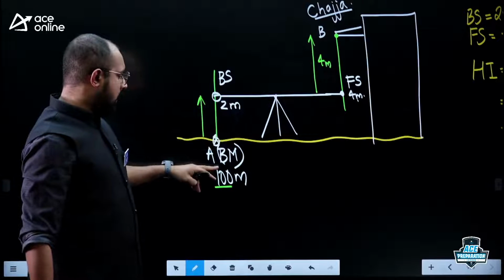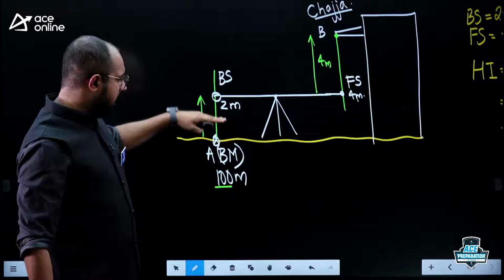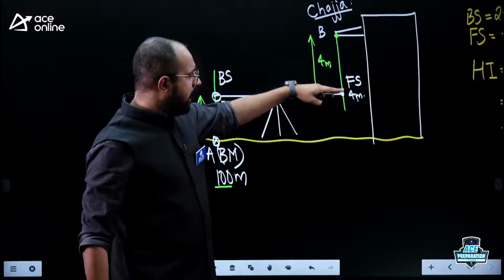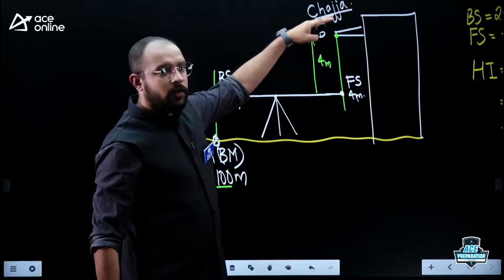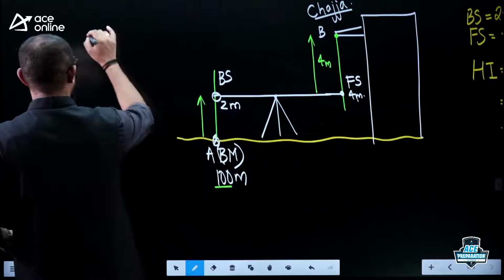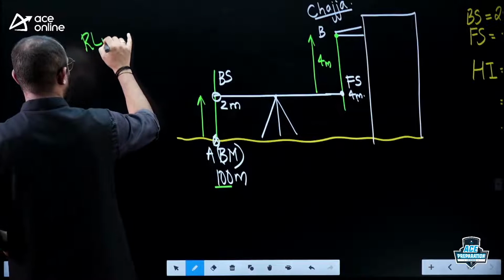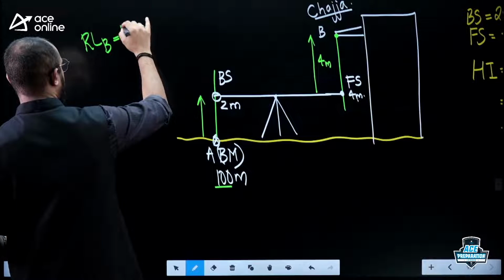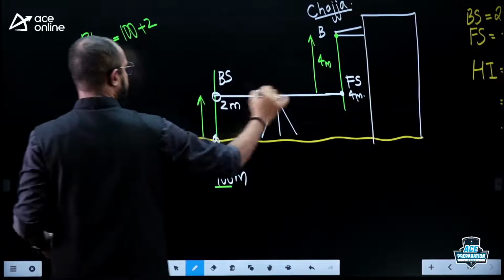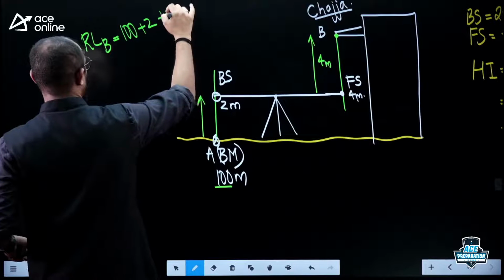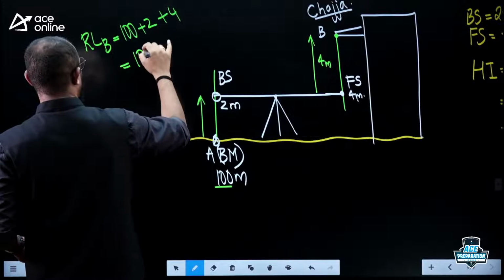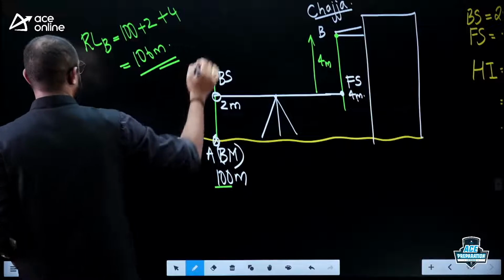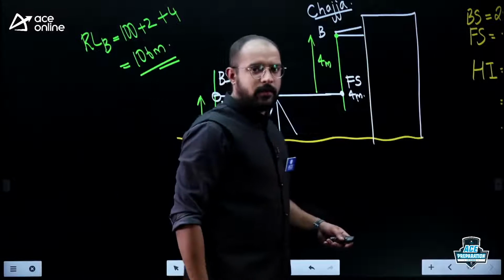From this 100 meter, my line of sight is 2 meter above. From this line of sight, this particular point B is 4 meter above. So tell me, what is the easiest way of finding the reduced level of B? The easiest way is nothing but 100, I rise by 2, so 100 plus 2. From this level, I rise by 4, you add 4 here. What is your answer? 106 meter. That's it. This is how you solve it.